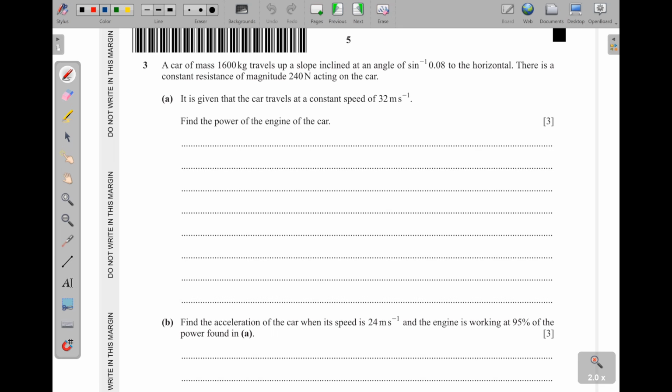You should know that for constant speed, acceleration is always 0. Again, I'm going to do some sketching here. This is the car, which is on an inclined plane.